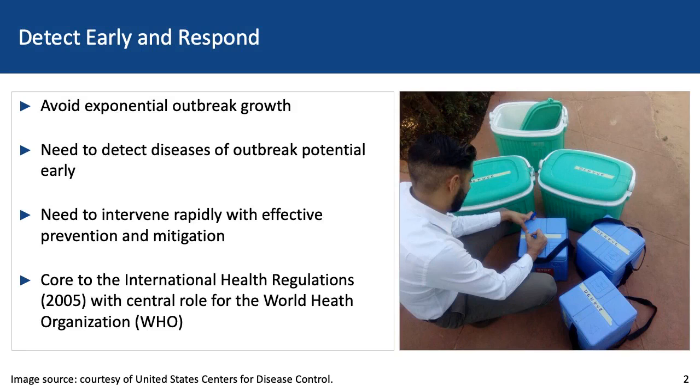Once an outbreak has begun, the main goal is to detect it early and respond effectively. Rapid response interventions aim to avoid exponential outbreak growth, thereby limiting spread and the number of people affected. To achieve this, one needs to detect diseases of outbreak potential early and intervene rapidly with effective prevention and mitigation measures. Improving global health systems to detect early and respond is core to the International Health Regulations, with a central role for the World Health Organization in providing technical support.